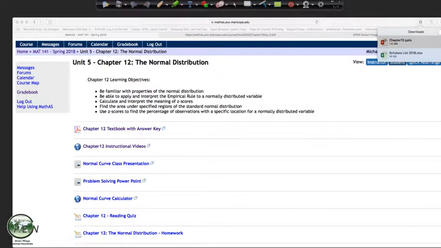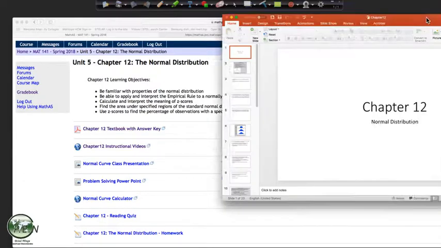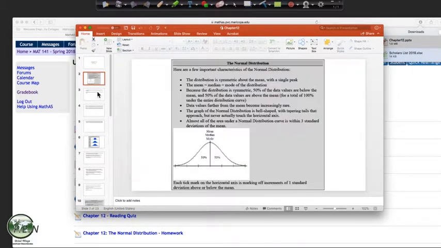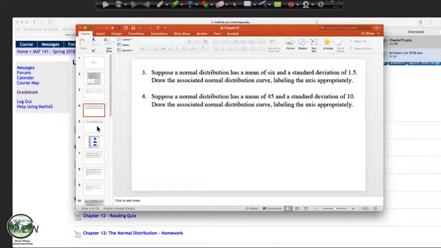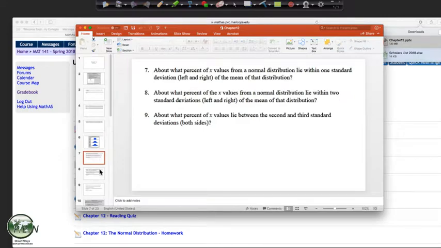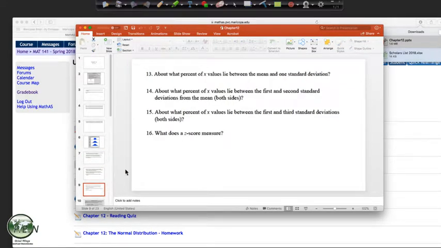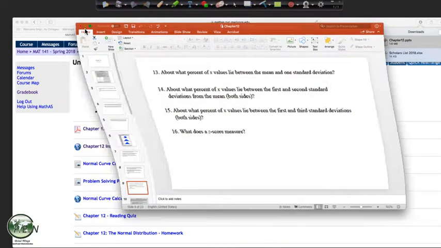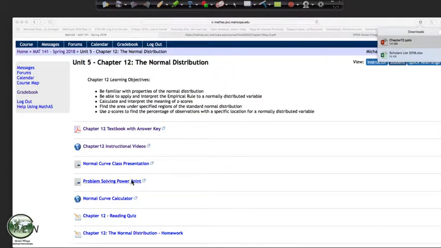Let's see what's in here. So this one is, I guess, just a lot of problems. Maybe I used it, but I don't know if it'll be helpful or not. We'll go for the class presentation one.